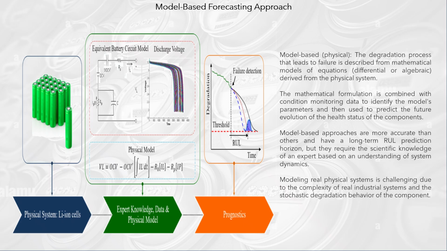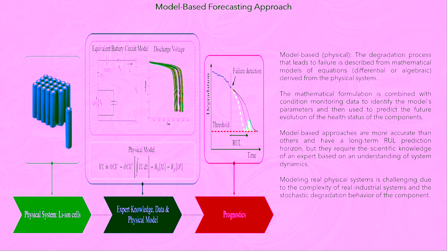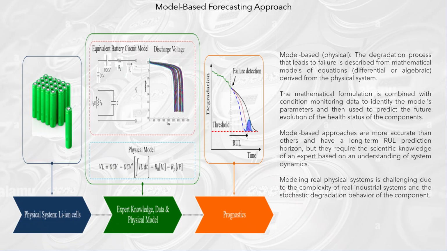Model-based, physical: the degradation process that leads to failure is described from mathematical models of equations, differential or algebraic, derived from the physical system. The mathematical formulation is combined with condition monitoring data to identify the model's parameters and then used to predict the future evolution of the health status of the components. Model-based approaches are more accurate than others and have a long-term RUL prediction horizon, but they require the scientific knowledge of an expert based on an understanding of system dynamics.